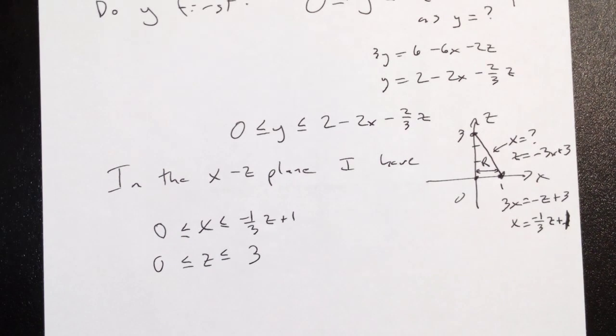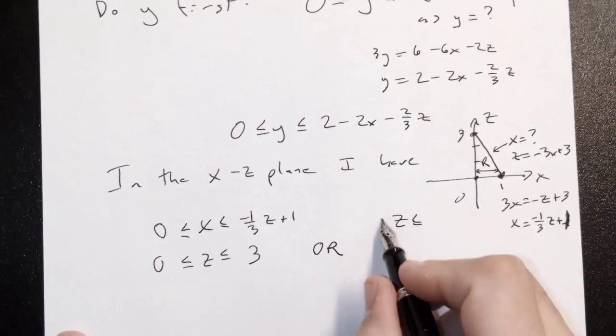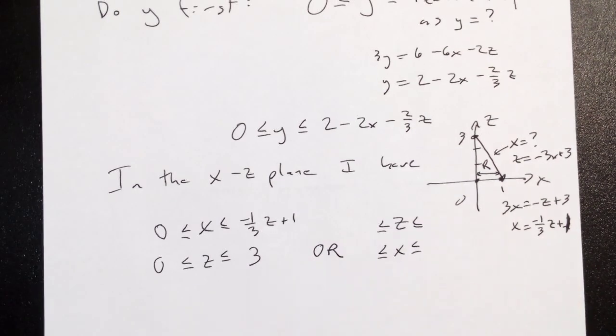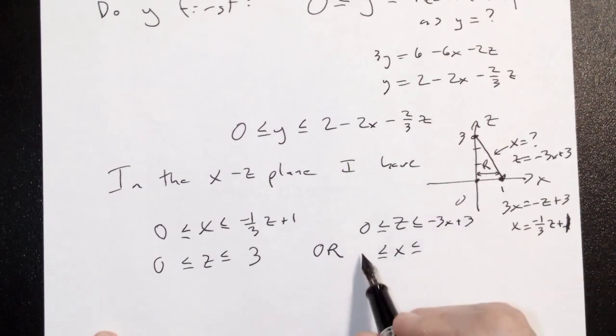Now notice, look at the 3 equations we've got. Here our equation in y has 2 variables in it. Here our equation in x only has 1 variable in it. Here our equations have no variables in it. 2, 1, 0. Made my life easier as I went down, didn't it? On the other hand, I could write z going from 0 to negative 3x plus 3, and x going from 0 to 1. That would be the other version of that same triangle, wouldn't it?